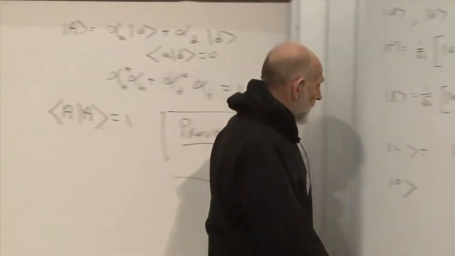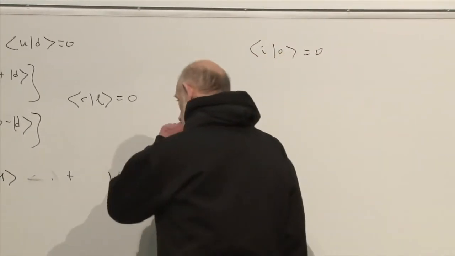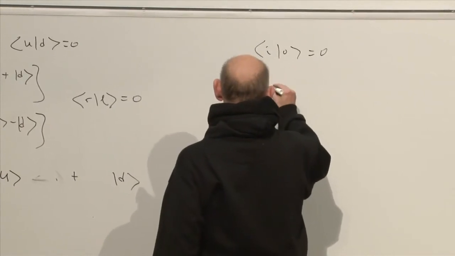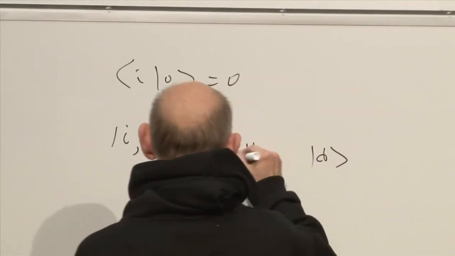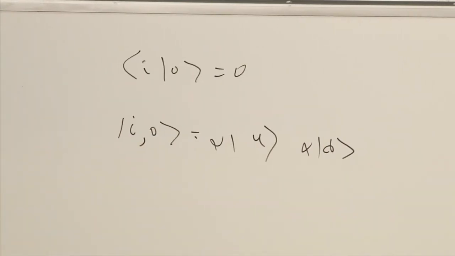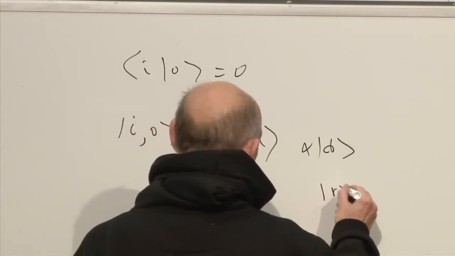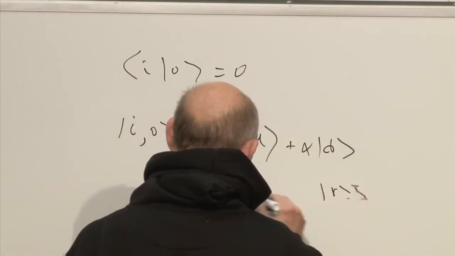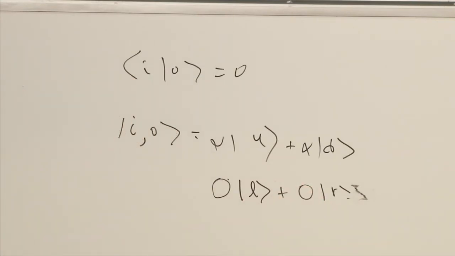Let's see what the requirements are. The requirements are that in out equals 0, that both in and out, when written in terms of up and down, should have coefficients whose squared magnitude is 1/2. And also, when written in terms of left and right, the corresponding coefficients should have magnitude plus or minus 1/2.